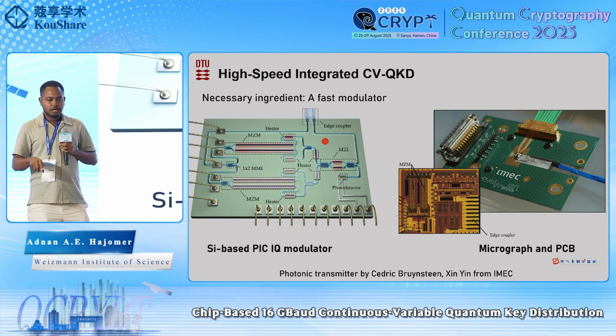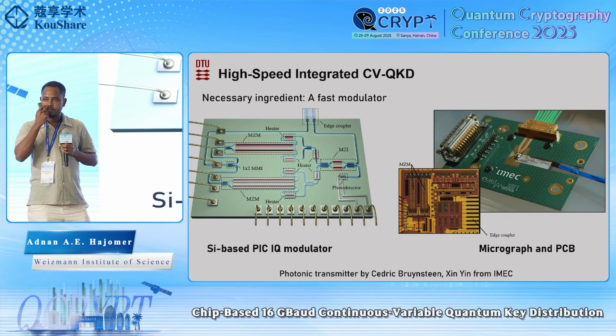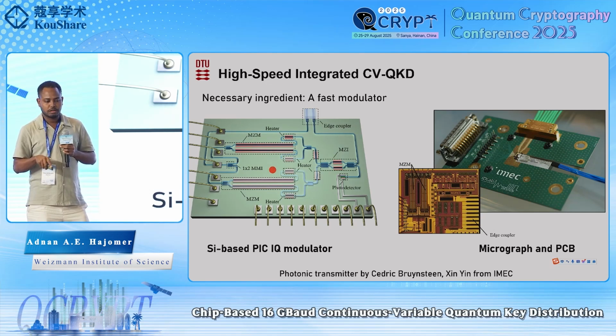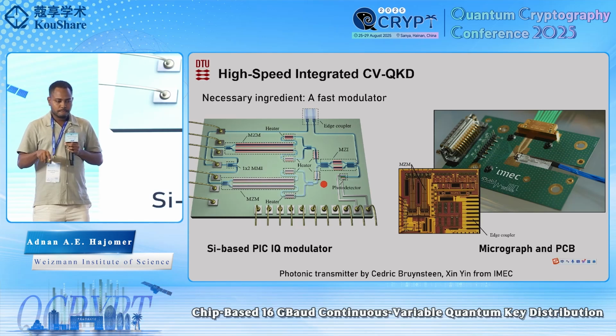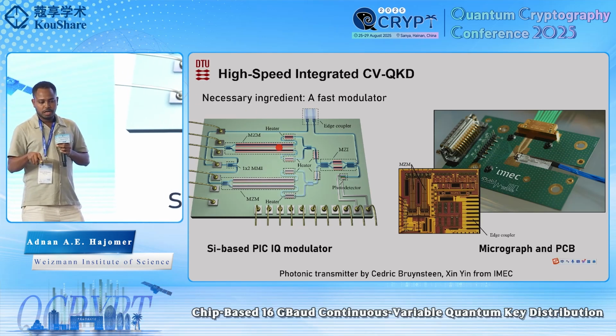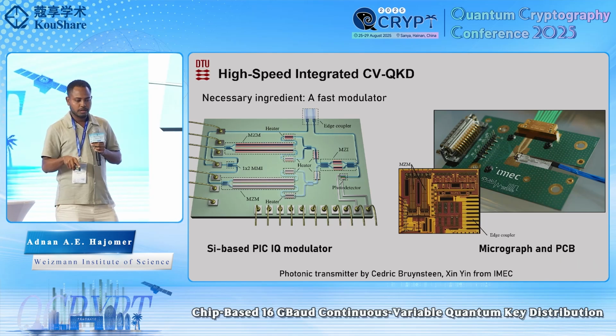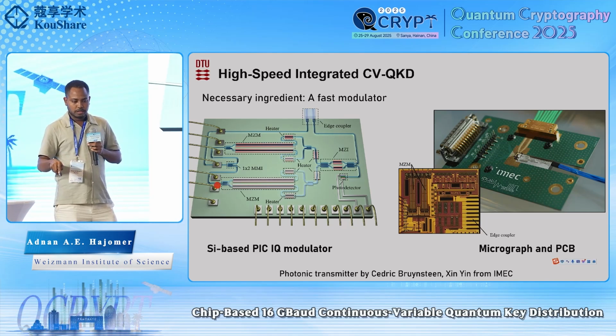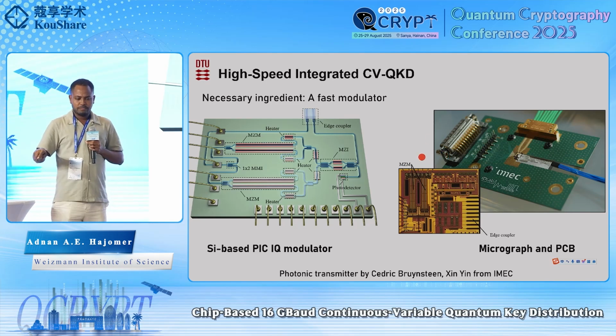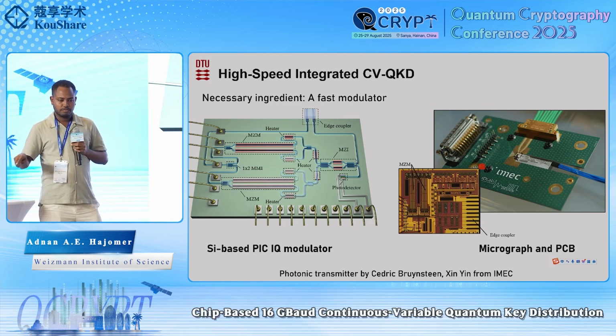The special thing about this design is that we added a cascaded small Mach-Zehnder interferometer after the big MZI. This allows us to compensate for the amplitude imbalance between those two Mach-Zehnder modulators. The light is coupled to the chip through a grating or an edge coupler. And here on the right side is the micrograph and the PCB of our system.